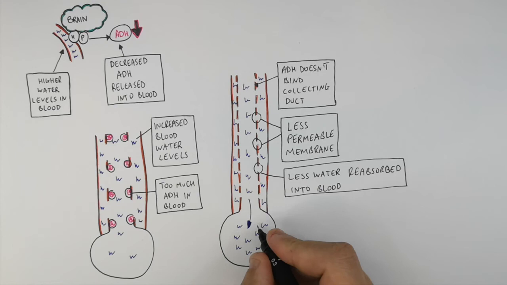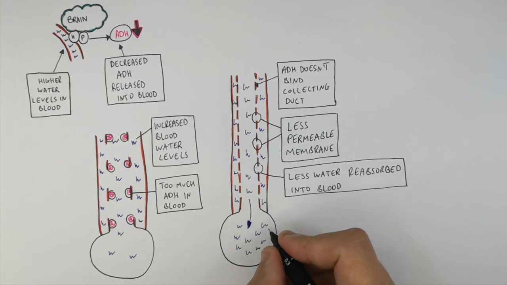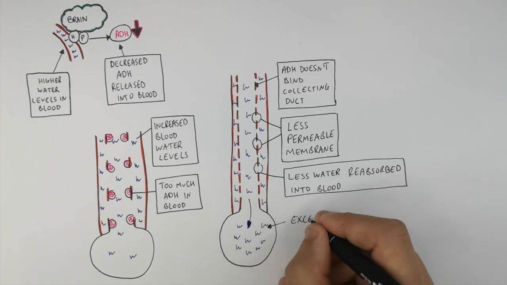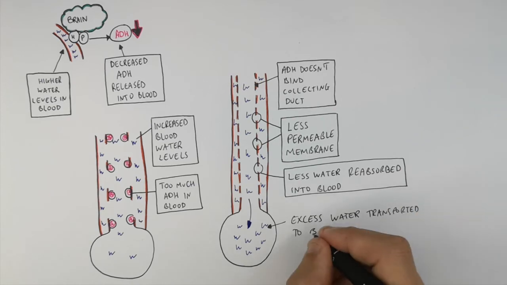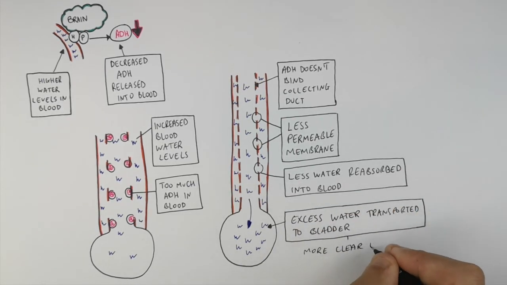So the excess water is not going to be reabsorbed into the blood, and instead it's going to move through the collecting duct and into the bladder. Excess water is transported to the bladder, which will make a more clear urine, and you'll also produce more urine.